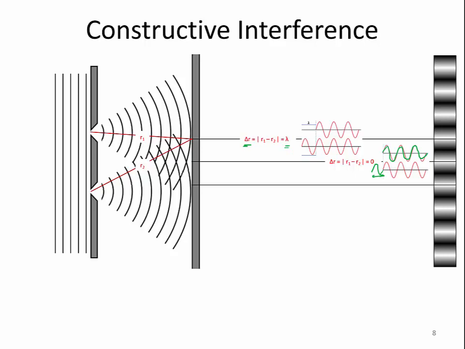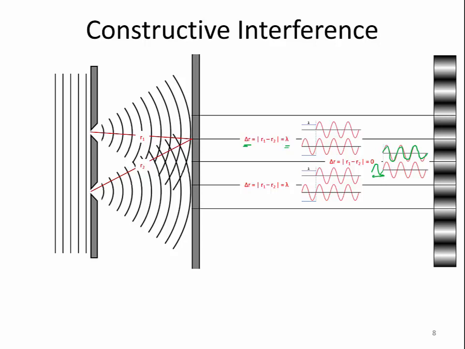So if we assumed 0.5 micrometers for the middle of the visible part of the spectrum, there would be another spot on the screen where the path through one hole would be half a micrometer shorter than the path through the other hole, and so you'll get constructive interference there. Same thing on the other side. In this case, R2 will be shorter than R1, but as long as the difference is equal to lambda, you'll get a bright fringe.